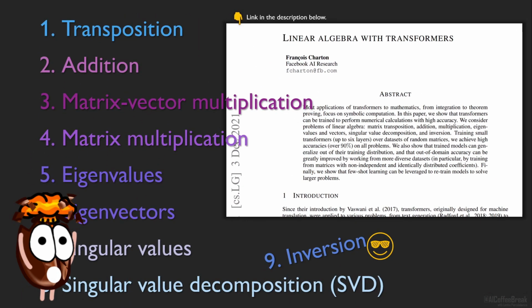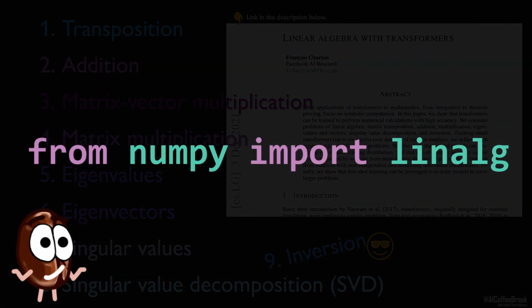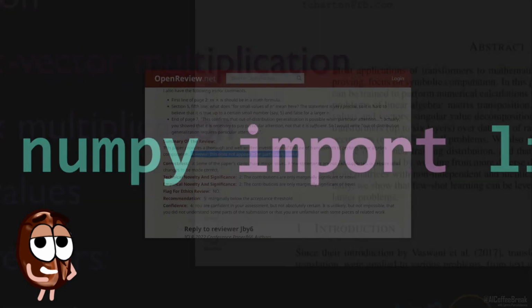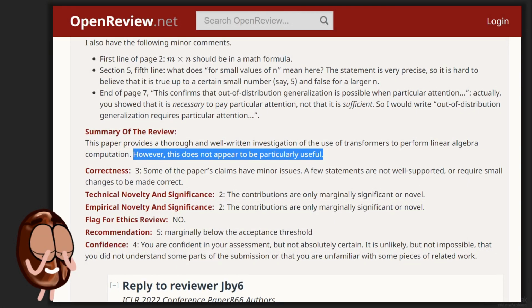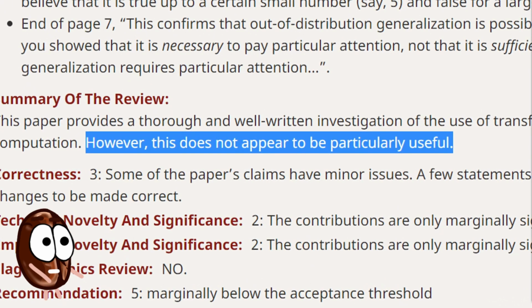Wait, Miss Coffee Bean, why do we need transformers to do this? It's not like we wouldn't have exact programs computing these things. Well, thanks reviewer 2 for ruining the research mood by asking practical questions here and doubting the usefulness of a transformer solving linear algebra problems.